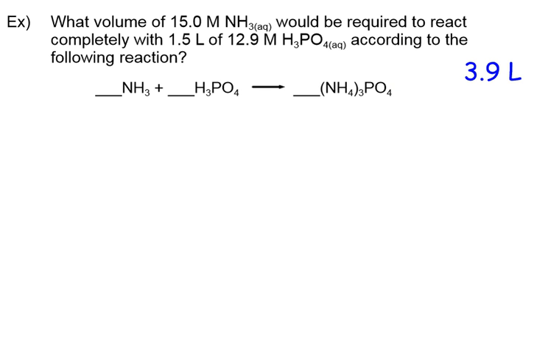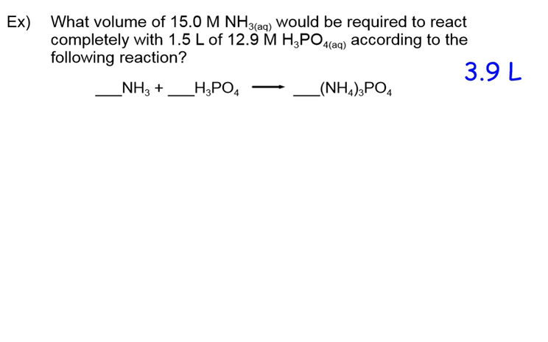But let's go through a couple of examples together and see if we can get this figured out. So what volume of 15 molar ammonia would be required to react completely with 1.5 liters of 12.9 molar phosphoric acid according to the following reaction? So the actual answer to this question is 3.9 liters. So let's see if we can actually get to that.